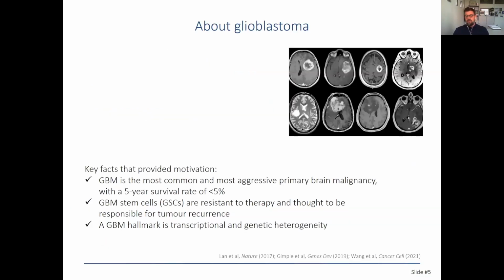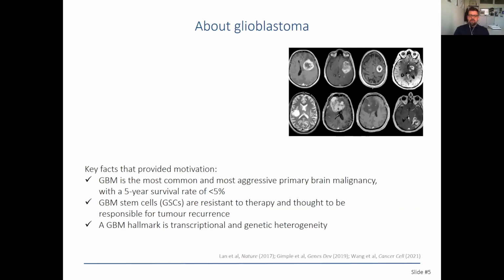So I'm going to be talking about glioblastoma. This is a very common and most aggressive primary brain malignancy. It has an incredibly poor survival prognosis, and essentially people that have a diagnosis of glioblastoma do not really have a therapeutic solution for them.